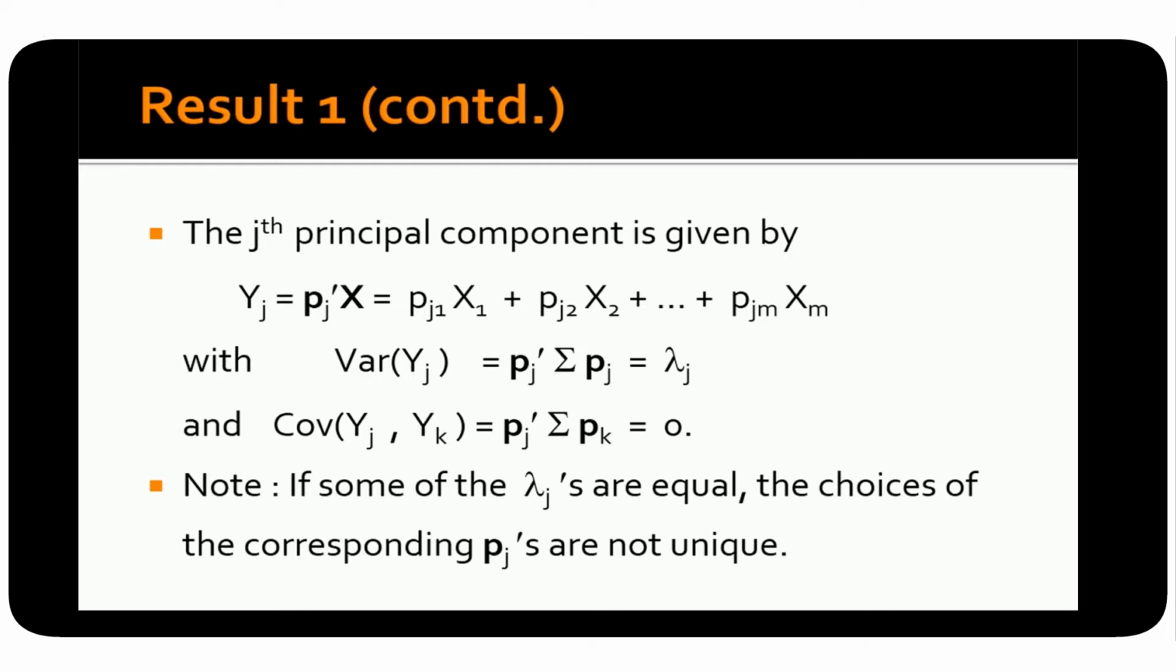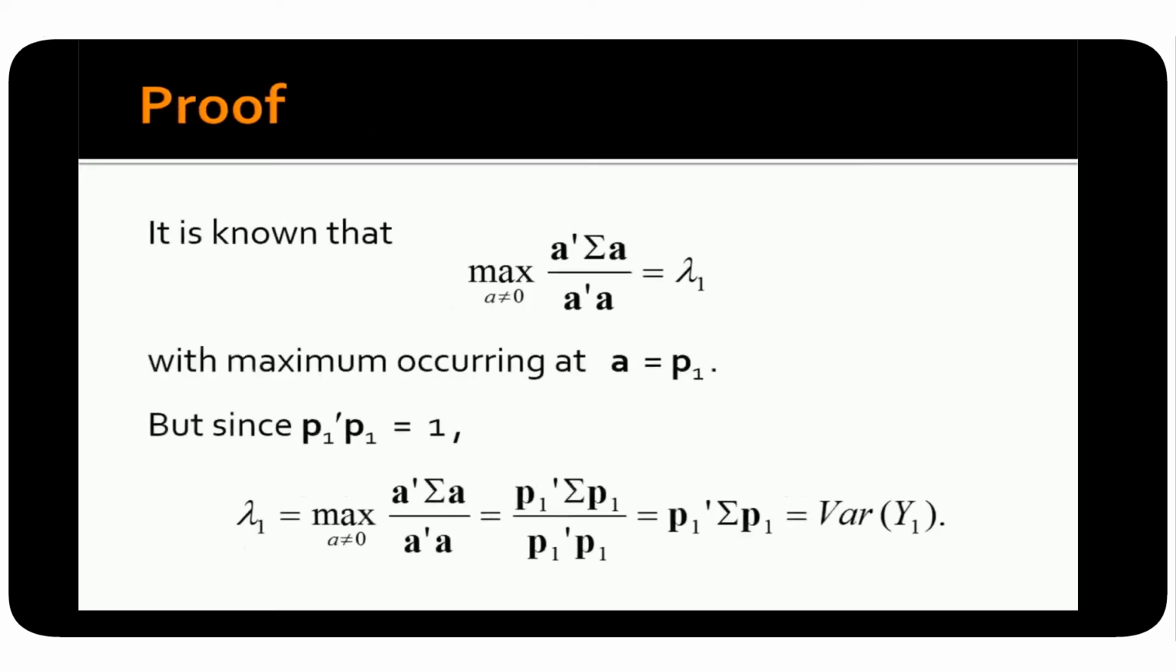And since the eigenvectors are orthogonal to each other, we can show that the covariance between yj and yk, the jth and the kth principal components, is equal to 0. You know that the choices may not be unique initially, but we can always reduce this to an orthogonal set of p's. Now, the proof of the result.